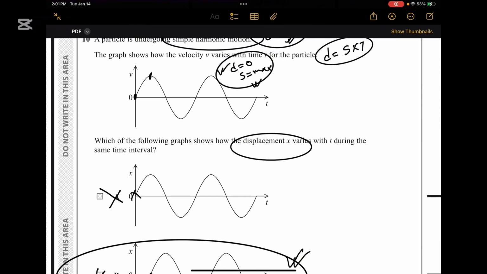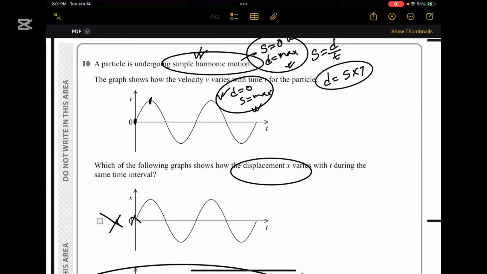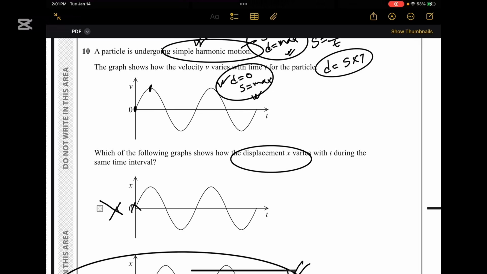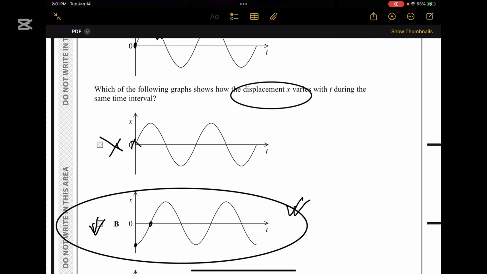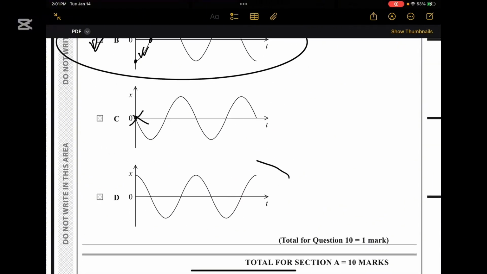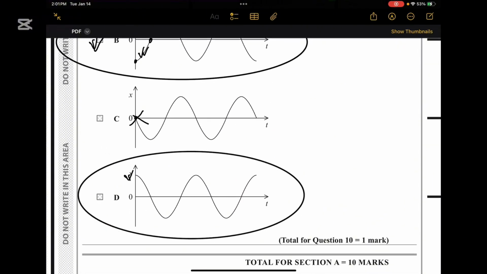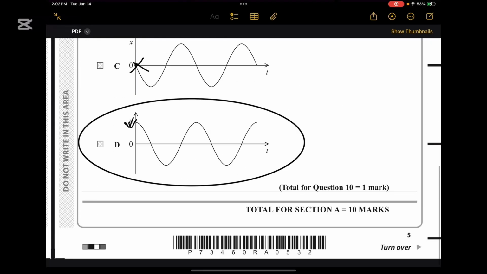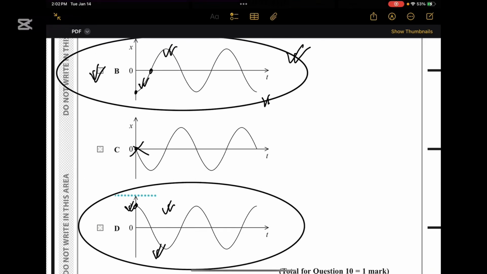We are done with this paper as well. The simple harmonic motion displacement time graph: another thing is, when it is positive, it will be a negative graph, and when it is negative, it will be a positive graph. In option D, the displacement and the speed are both positive. Just because when the speed is 0 the displacement is maximum, it cannot be on the positive x-axis. It needs to be on the negative x-axis. That's why B is the correct answer and D is not. So we are done with this question as well.